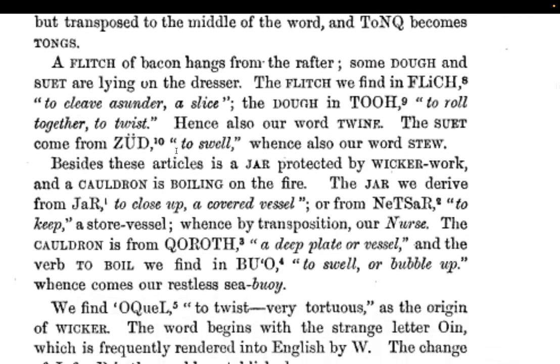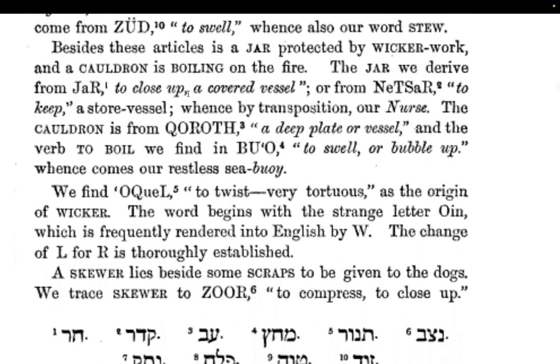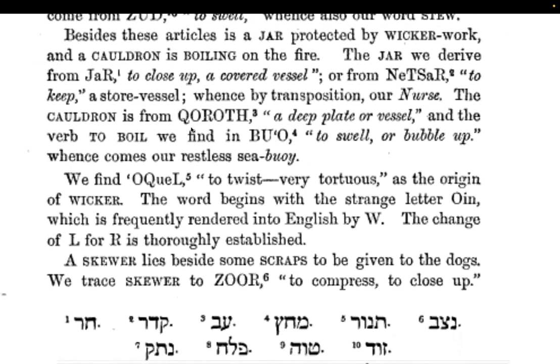Besides these articles is a jar protected by wickerwork, and a cauldron is boiling on the fire. The jar we derive from jar, to close up a covered vessel, but really, we want to look at number one here, zar, so that would be a zayin resh, not a J. But that would have changed as time went on, right? Remember, the J did not actually exist in the English language until the 1600s.